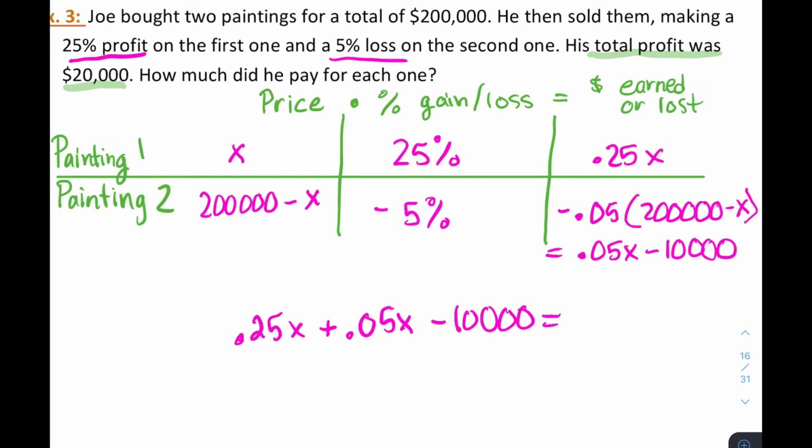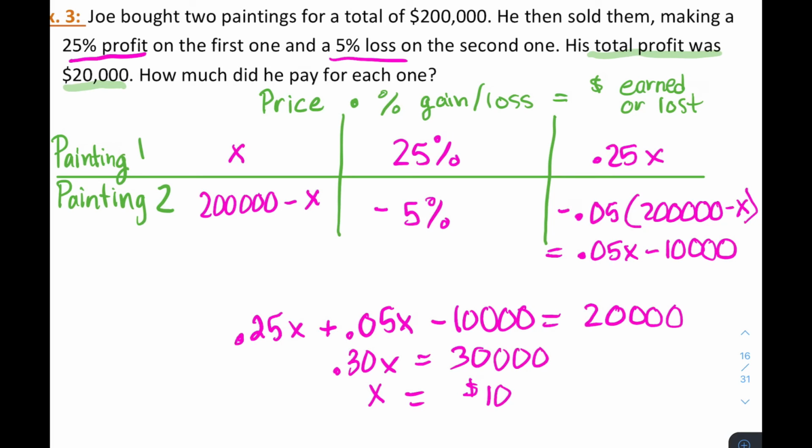So write myself an equation, run through a little bit of solving, combine some like terms to get 0.3x, add 10,000 to both sides, and then divide by 0.3. I'm going to get $100,000 for x, and then for painting 2, if you do $200,000 minus that, you also get $100,000.